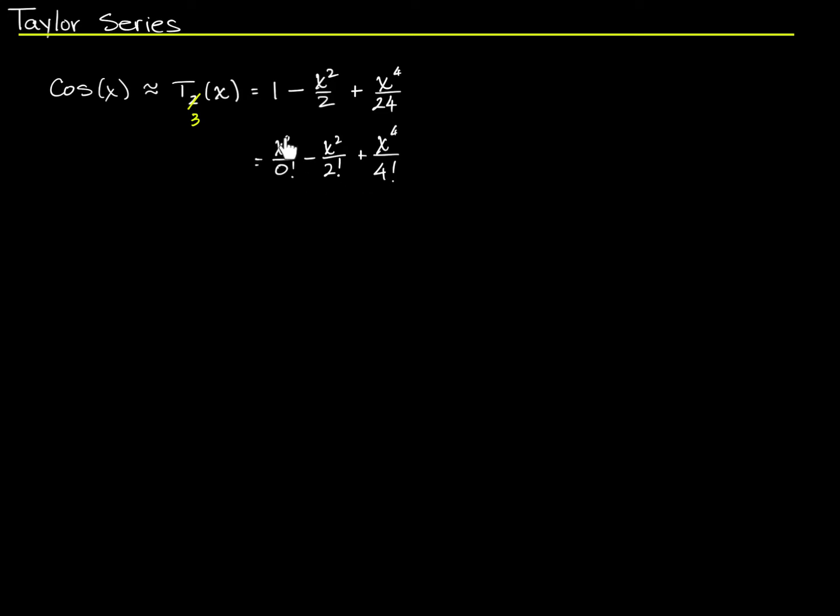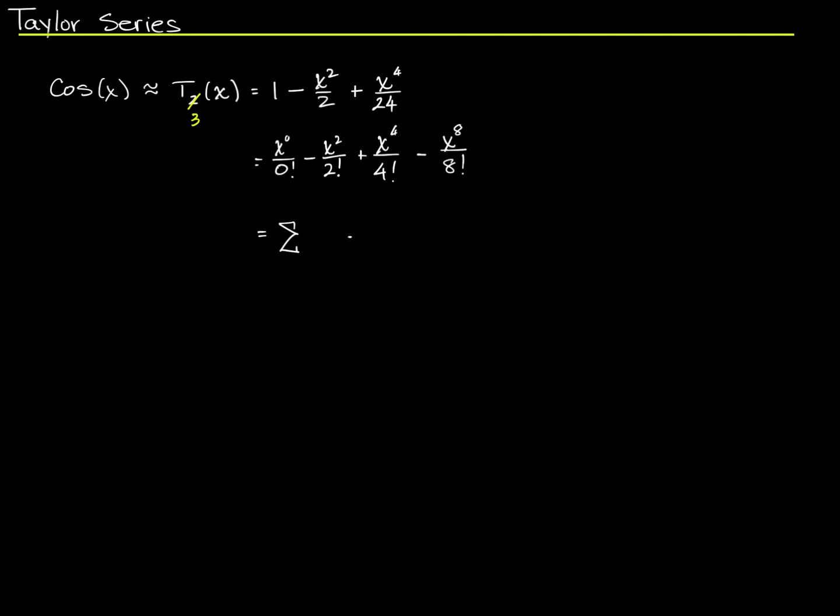So these are all even exponents and even factorial values, right? 0 factorial, 2 factorial, those are all even numbers. If I added another term, it would be minus x to the 8th over 8 factorial, and so on. One way to write this would be as the sum of x to the power of I. What's changing here is, first of all, the exponent, and then also the denominator.